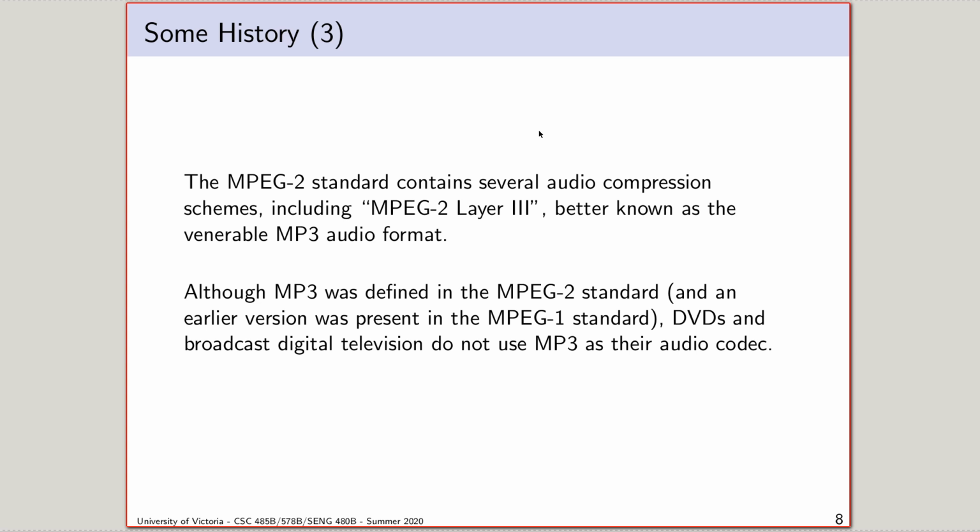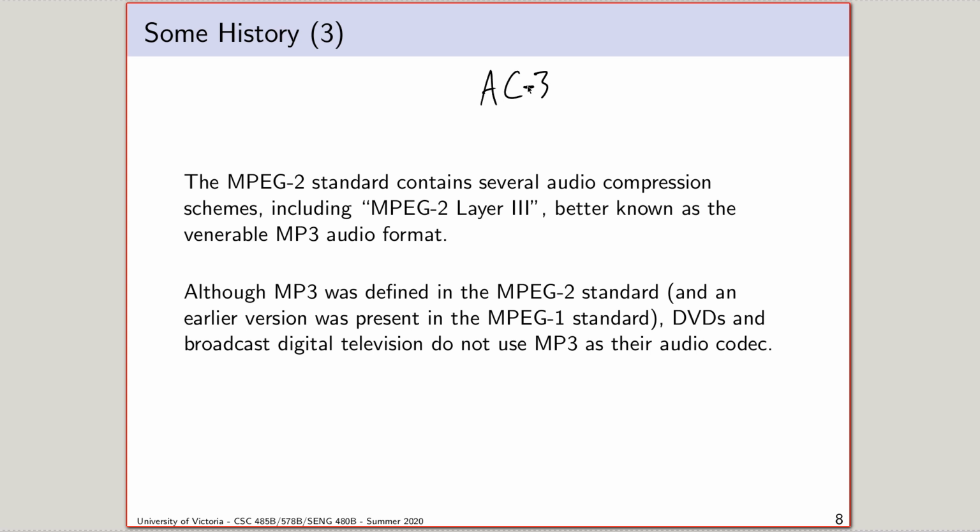MPEG-1 and 2's audio format was largely not actually used by a lot of the video compression schemes that ultimately used MPEG-2 video, including things like DVDs. DVDs would typically use a codec called AC3, which was due to Dolby, which supported 5.1 surround sound, which is one reason it was used.